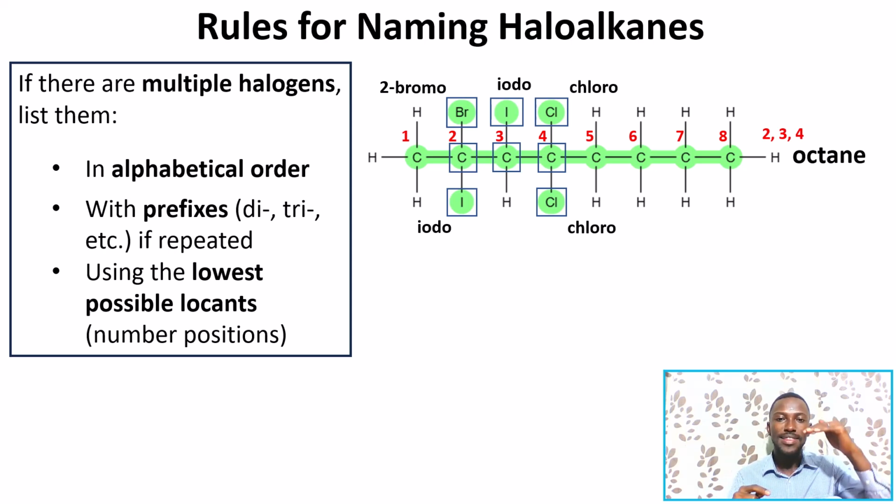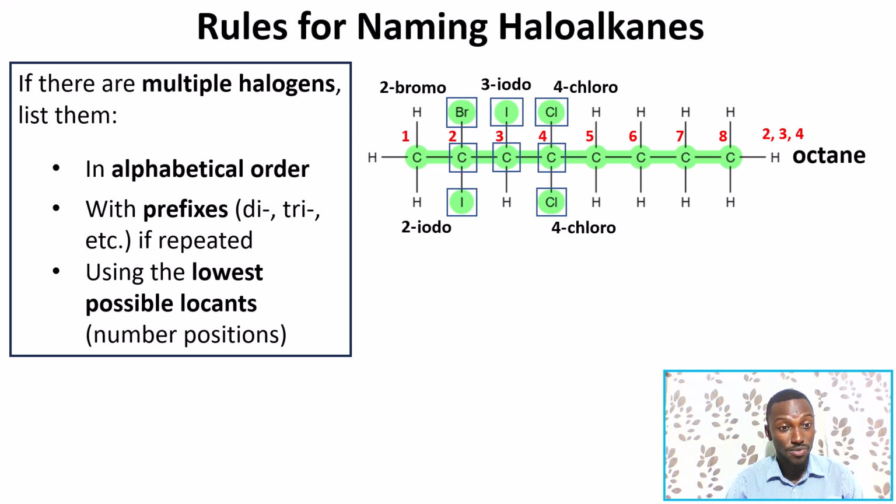So the first bromo at the top is found on carbon number 2. So we have 2-bromo cleared. What about the iodo? It's found on carbon number 3. The iodo at the top, carbon number 3. The chloro is found on carbon number 4. And then the chloro at the bottom is also found on carbon number 4. And the final iodo is found on carbon number 2. So we have 2-bromo, and then the remaining ones following the order. Now what do we do? We have to combine all these names with the parent name, octane.